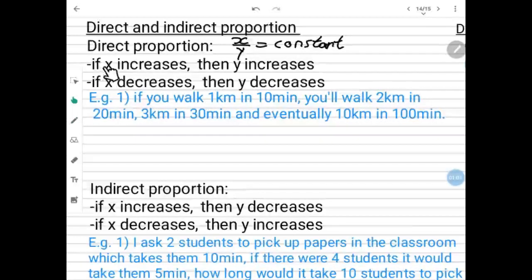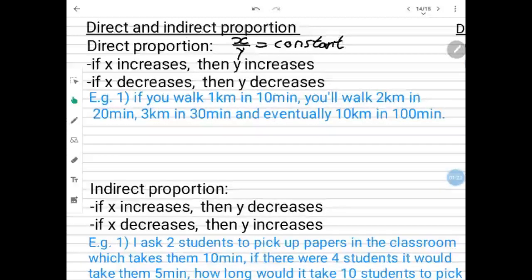So we can also say if x increases, then y will also increase. They're directly proportional. If x decreases, then y decreases as well. If the one goes up, the other one will go up as well. If the one goes down, the other one will go down. They are directly proportional to each other.